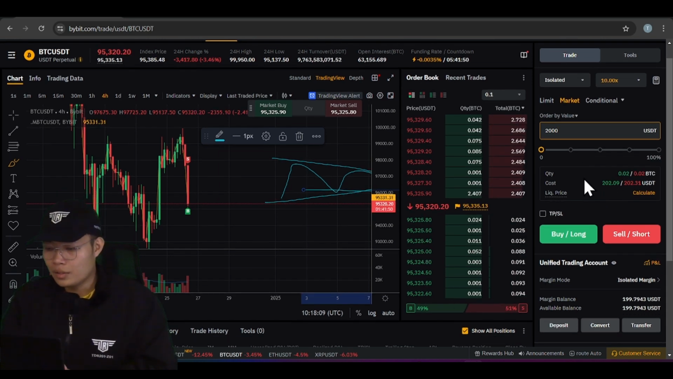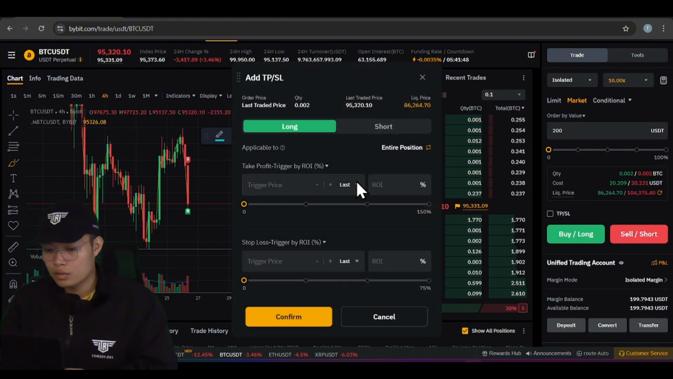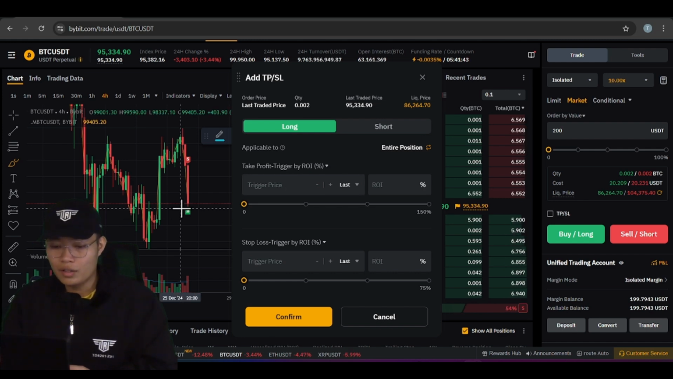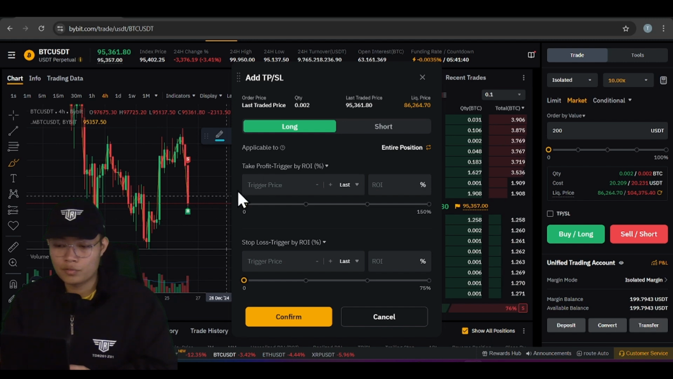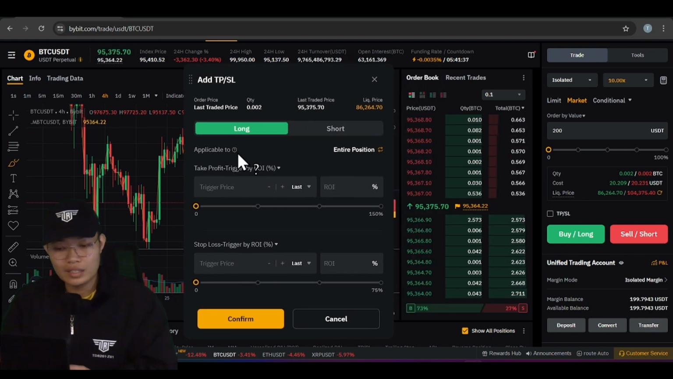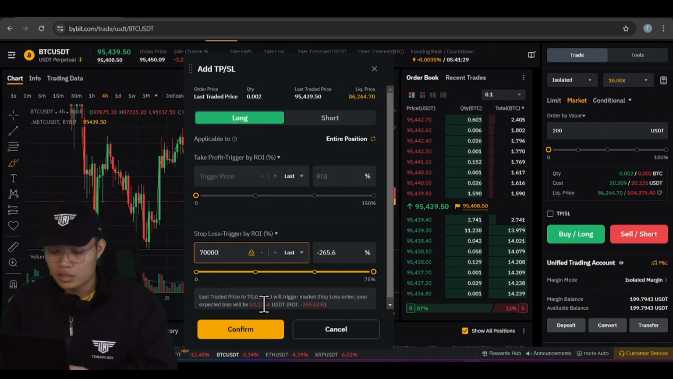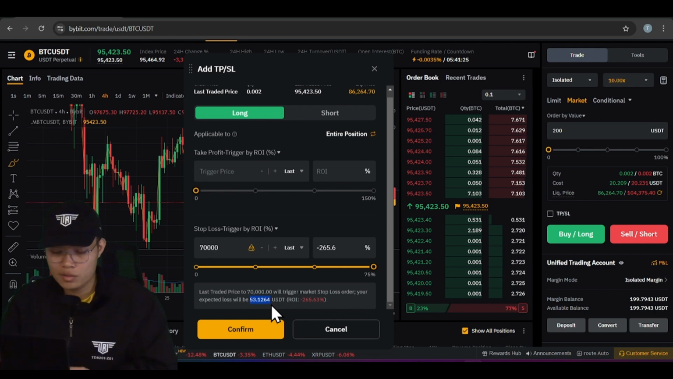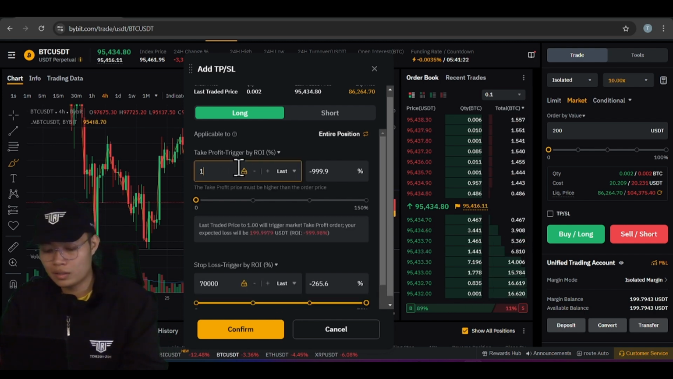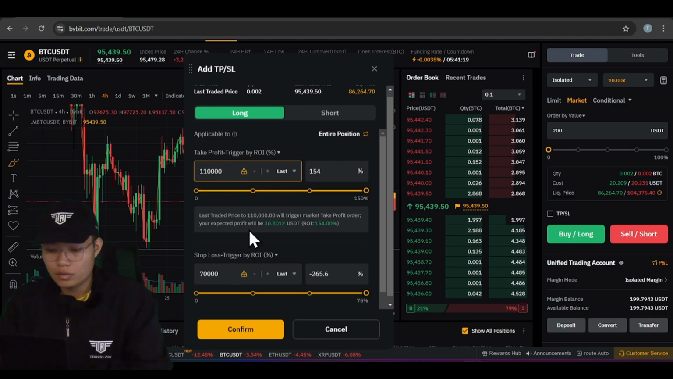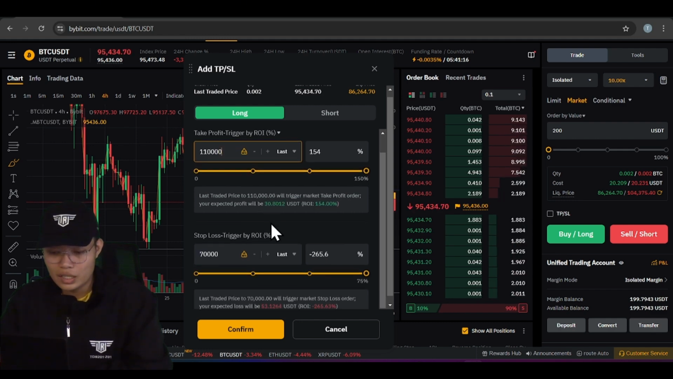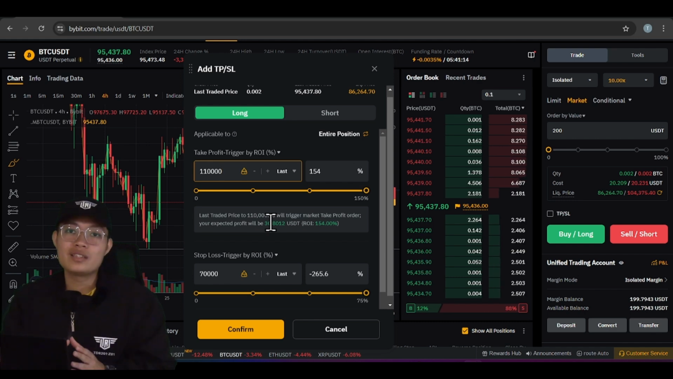So after this, you can just click TP and stop loss, where you can put your stop loss and TP. For example, after you analyze, you think that this is a good stop loss, maybe 70,000. Currently it's 95,000, and if you want to put your stop loss at 70,000, you can do it. After this, you can see your loss. It might be 53% loss, and your TP, for example, is 1,100, so you might have 30% gain. So this is how we adjust your risk and TP.